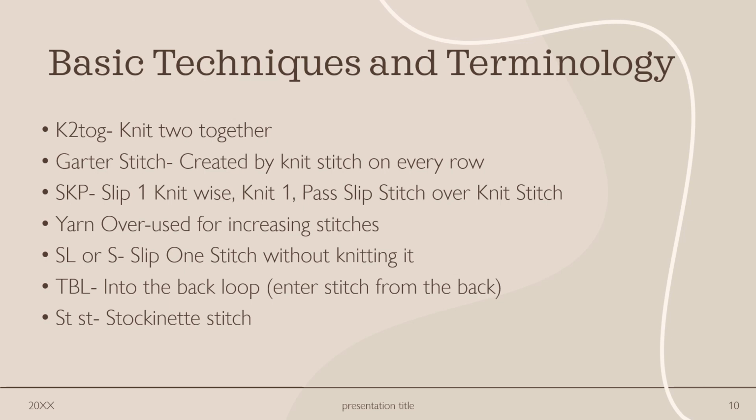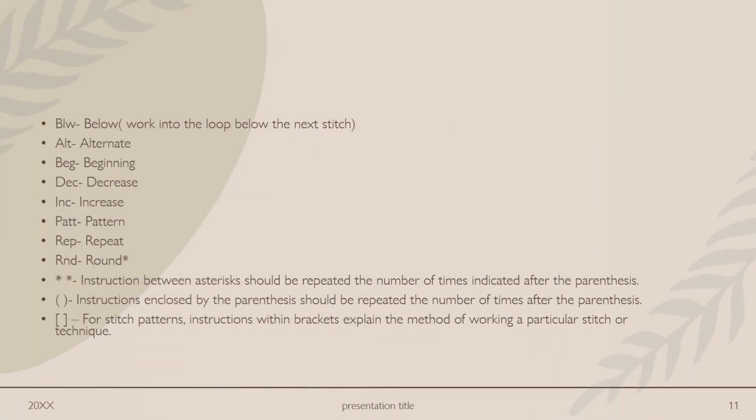TBL, through the back loop, that is enter stitch from the back. STST, stockinette stitch. BLW, below, that is work into the loop below the next stitch. ALT, alternate. BEG, beginning. DEC, decrease.